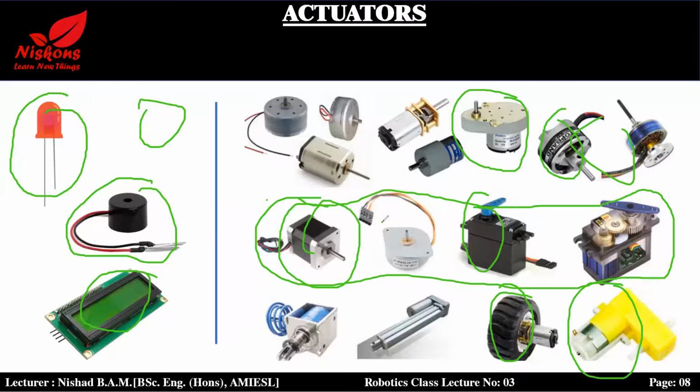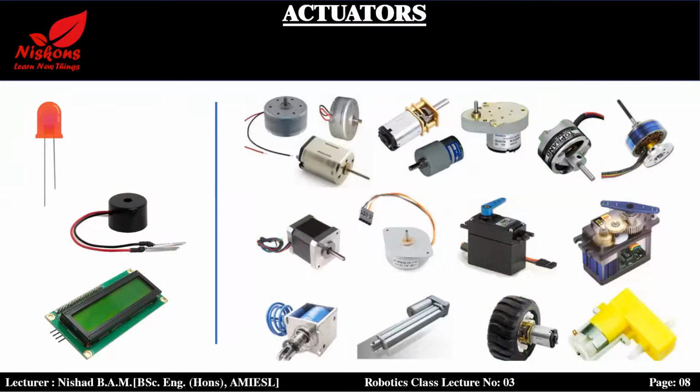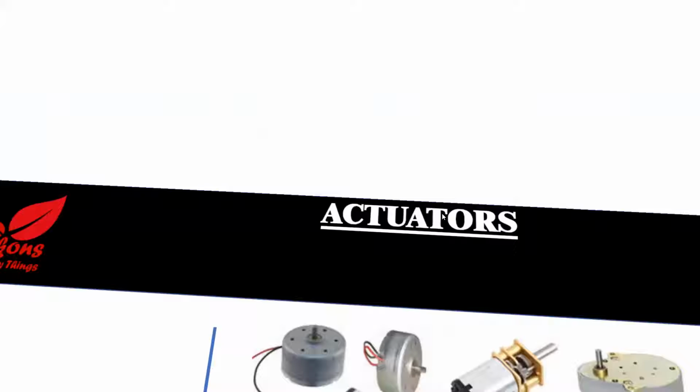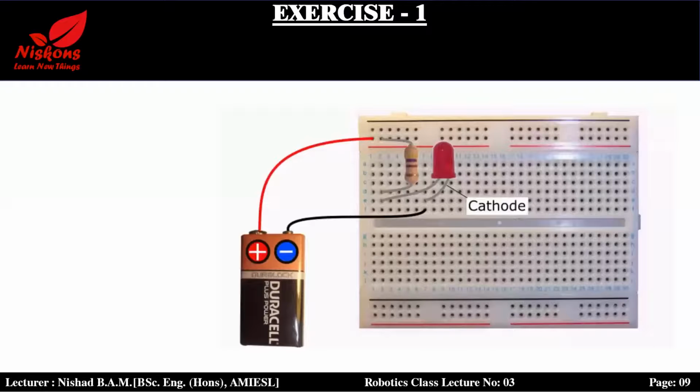Next we have another exercise. Can you work on this exercise? How can you connect this? We have a battery here, and it is connected to this breadboard to make every line, this line, positive.